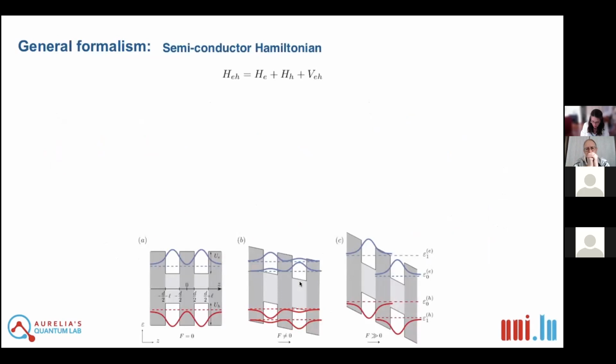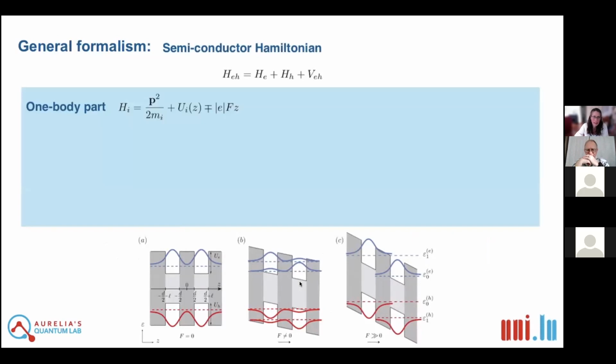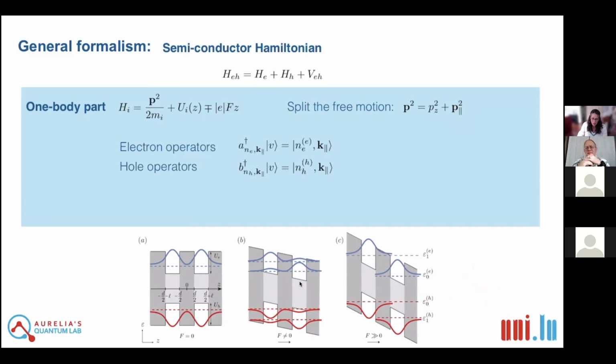So this is first the semiconductor Hamiltonian with electron, hole, and decoupling. The one body part has the field's potential in it, and we split all the momentum. So we have the z direction, and then we have the plane that's perpendicular to it, denoted with these parallel indices. We can split between the free motion and the one that's confined by the structure. And we denote the electron operator with this A dagger and the hole with this B dagger. So that would be the corresponding wave function.